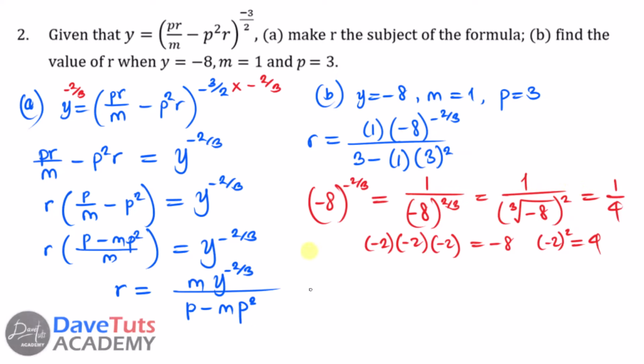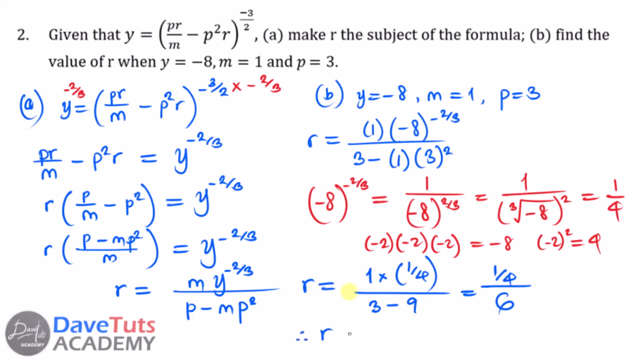So if we want to put in those values into r, r will be the first one, 1 multiplied by this whole expression we have gotten to be 1 over 4. So 1 over 4, then over 3 minus 1 times 3 raised to power 2, which is 1 times 9, which is 9. So we have the numerator as 1 over 4 over 6. Okay, this over 6 is something we should be careful of, because this is telling us that r is nothing but 1 over 4. Not 6, minus 6. 3 minus 9 is minus 6. 1 over 4 divided by minus 6.